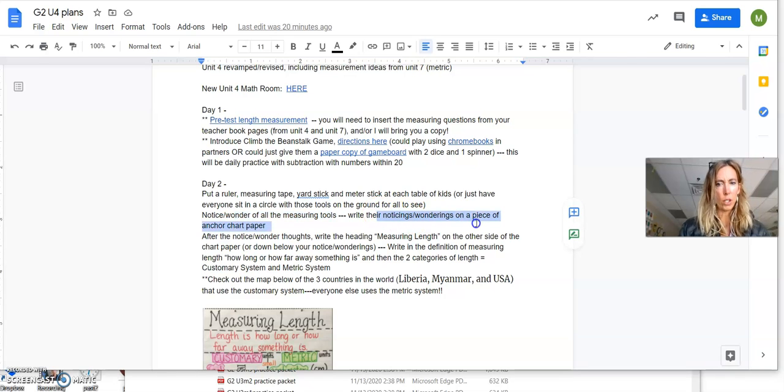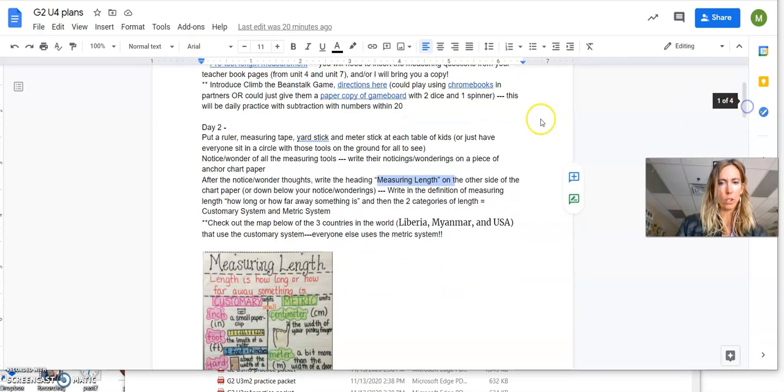We write our noticings and wonderings on a piece of anchor chart paper. And then after we do that, I could flip the paper around and write the heading, measuring length. That's what we're going to do. This is what they are used for, measuring length of something, or how far away something is. And then we'd write the definition of what length means on our anchor chart. So an example of one is here.